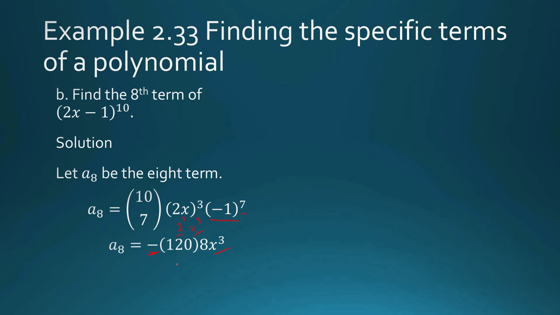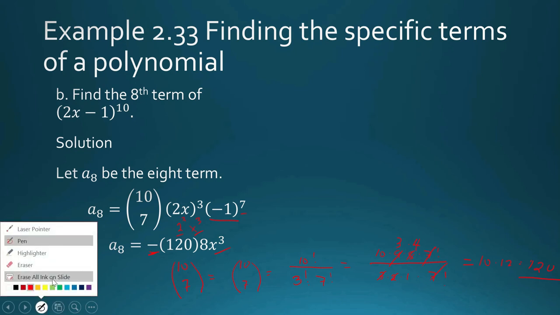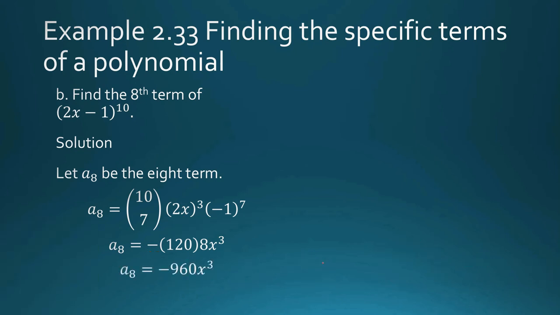So let us compute for 10 taken 7. Okay, it's supposed to be equal to 120. So 10 taken 7 is 120. So let us now simplify that. Our eighth term is negative 960 times x cubed.